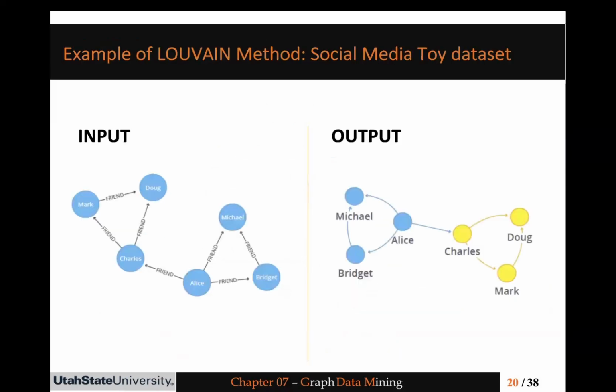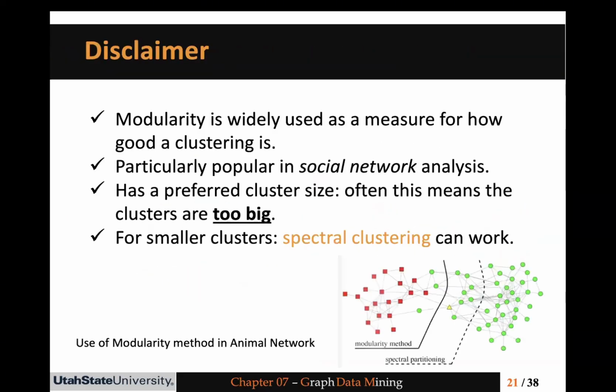Okay, so this is an example of the Louvain method on the social media toy data set. You might see that it is quite a good method at finding the two communities that exist here, which is Michael, Alice, Bridget, versus Charles, Doug, and Mark, which are two completely different subgraphs that are connected with one single edge in between both. So it's quite a good method, but it has some cons, which we will see later on when we compare that with spectral clustering. We'll see that it has some preference on the size of the network. In fact, that's exactly the next slide.